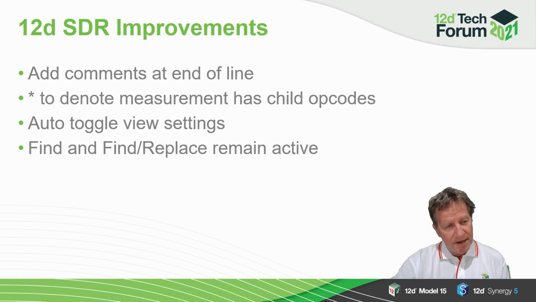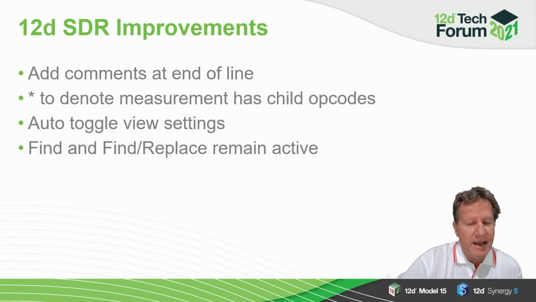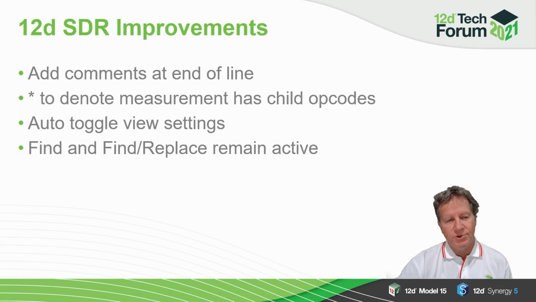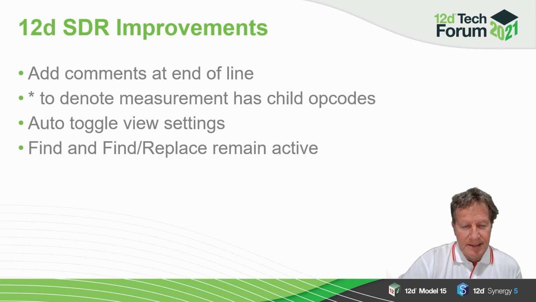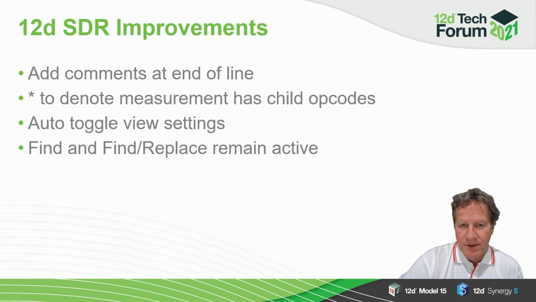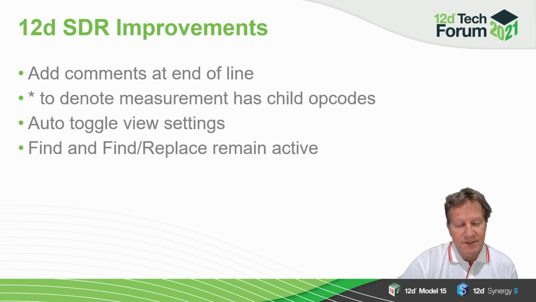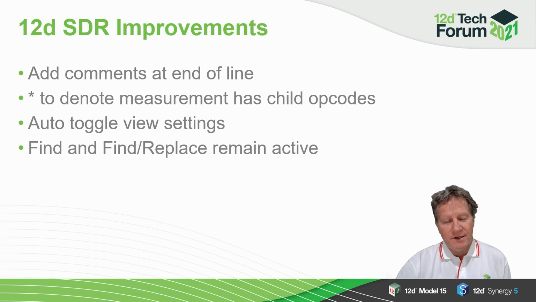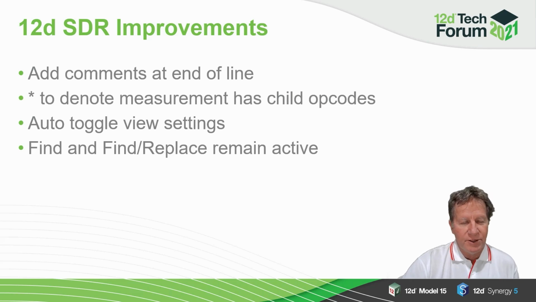Find and replace now can remain active whilst you're doing edits. So this is really great for when you're doing lots of bulk edits, or you're trying to find 26 occurrences of some feature code because you miscoded EB1 as EB11. And so you can just find, replace, and make lots of edits far more efficiently.